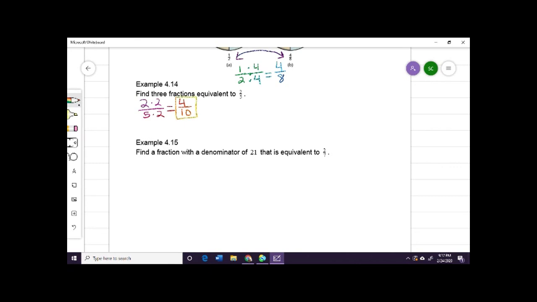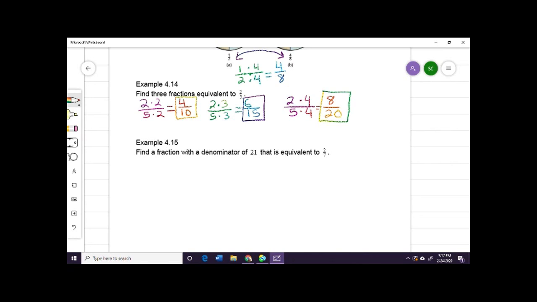I can also do the same thing by multiplying times 3. Starting with 2/5, multiply the top times 3 and multiply the bottom times 3, and I get 6/15. So 6/15 is an equivalent fraction to 2/5. I can also multiply times 4. 2/5, multiply the top times 4, multiply the bottom by 4, and you get 8/20. So these are 3 equivalent fractions to 2/5.